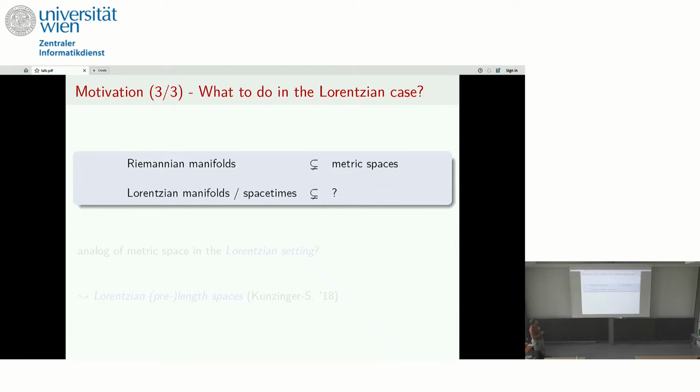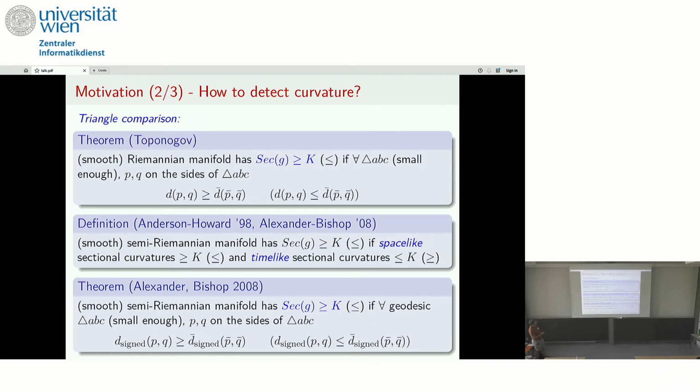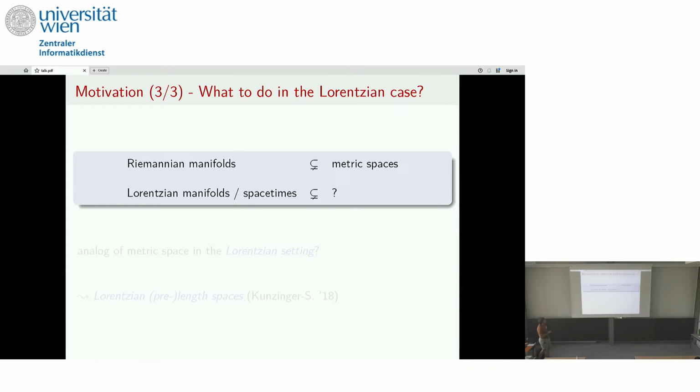Okay, so what to do in the Lorentzian case, because this only works for smooth Riemannian, semi-Riemannian manifolds, because you need convex neighborhoods to define the signed distance. So every Riemannian manifold is canonically a metric space. So what is the analog for Lorentzian manifolds or spacetimes? As we heard, spacetimes are time-oriented Lorentzian manifolds. And our suggestion, what is the analog of a metric space in the Lorentzian setting? It was worked out with Mike Kunzinger: so-called Lorentzian pre-length spaces, and Lorentzian length spaces as analog of metric length spaces.